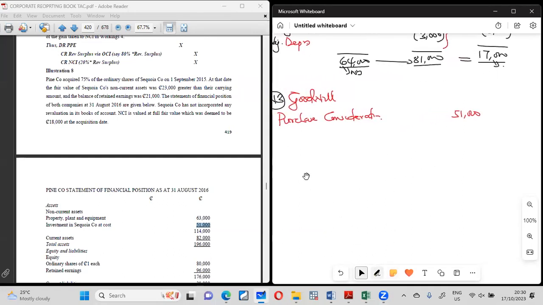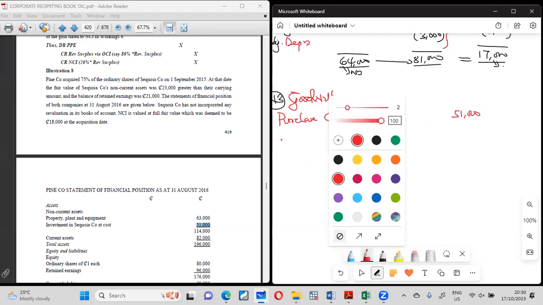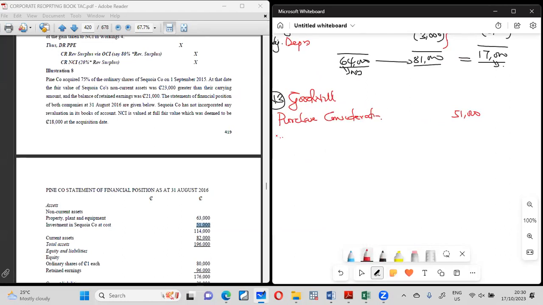What is the next thing you bring? Yes. The format we do. Then the share of NCI at acquisition. The share. No, it's not the share. Look at it well. We are not doing NCI. We are doing goodwill. This is working straight. So it cannot be the share of NCI at acquisition. Kindly check it well.